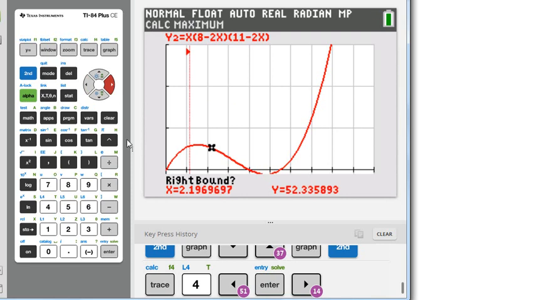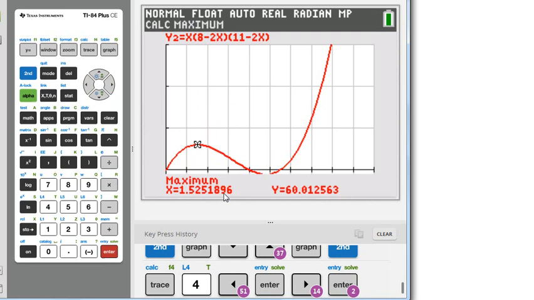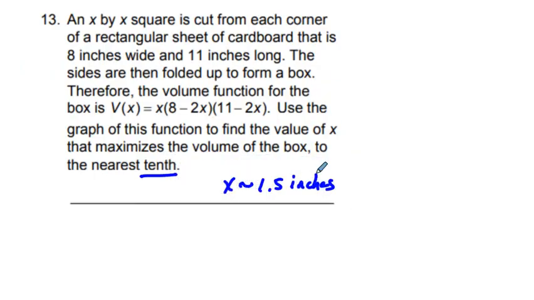Then it says right bound, press enter twice. So yes, our maximum. Now this is a little bit deceptive, because in the calculator it says maximum, and right underneath it says x equals 1.525. To the nearest tenth, that is 1.5 inches. But over here, the actual value of the maximum is 60.0125 cubic inches. But anyway, yes, this indeed is our correct answer.